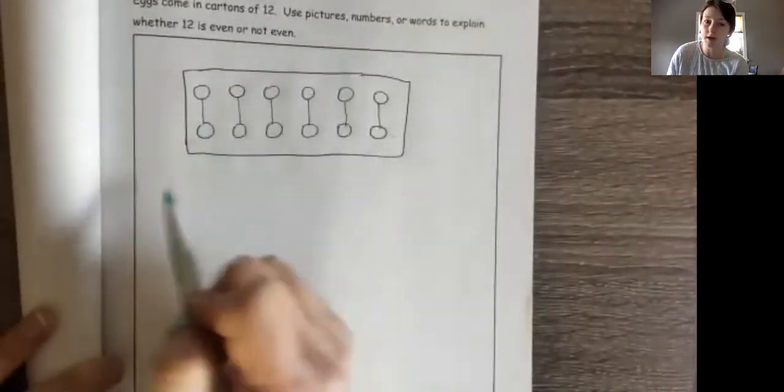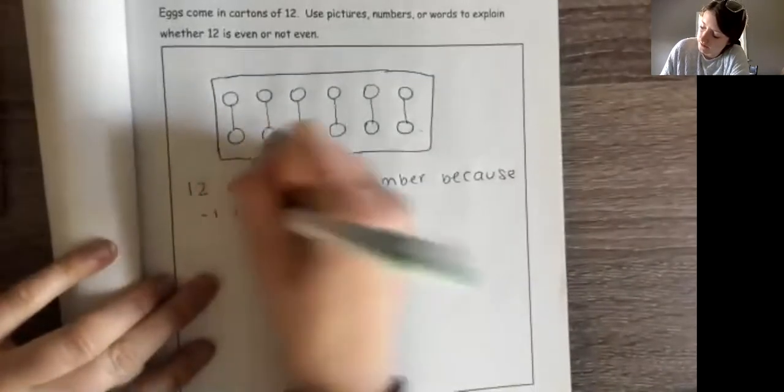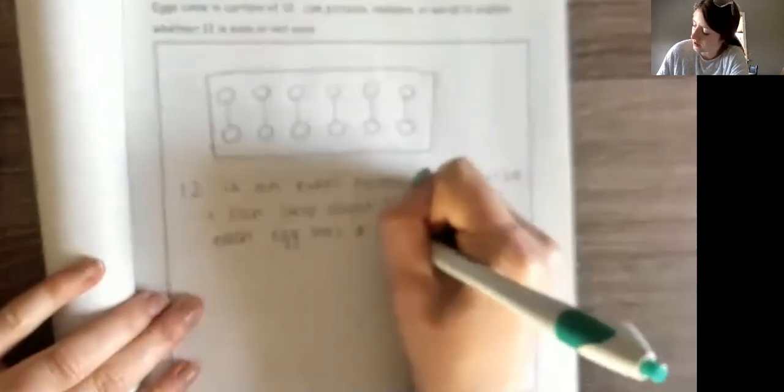So when I look at my picture, I can write: 12 is an even number because, right, there are a few different reasons why 12 is an even number that I could say. So I could say 12 is an even number because I can skip count by 2s to 12. Each egg has a partner or a pair.